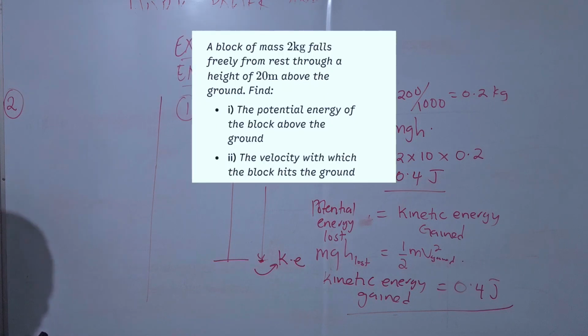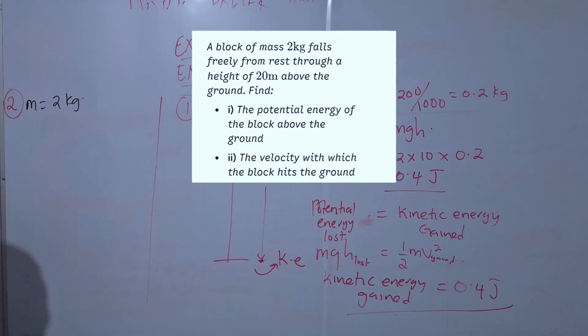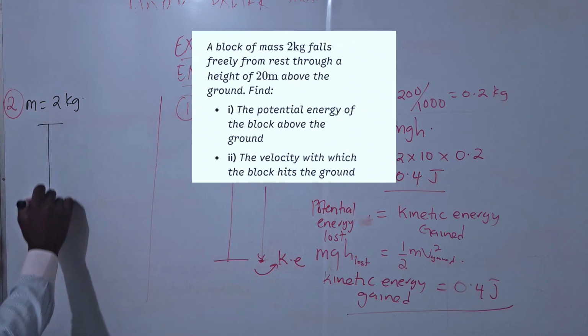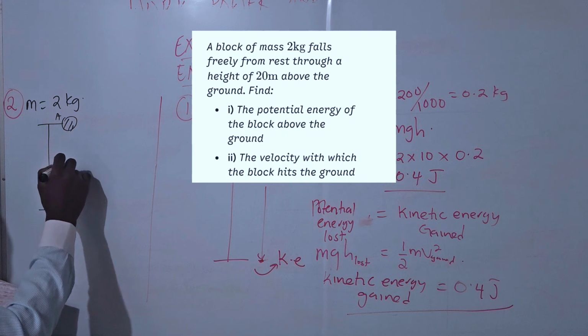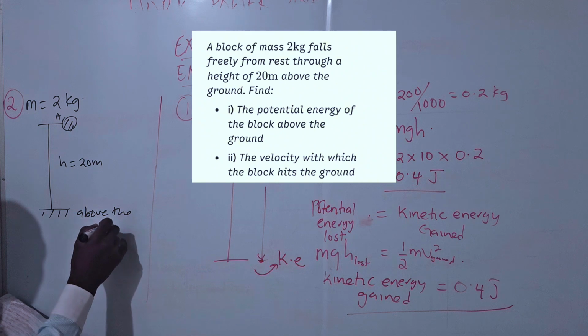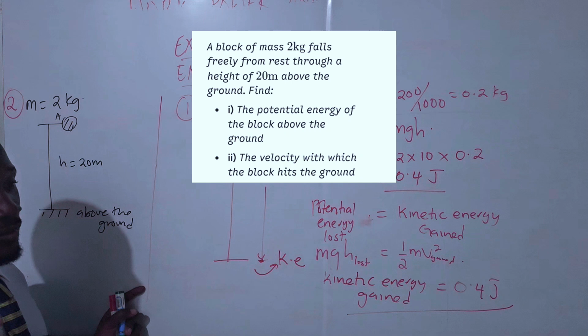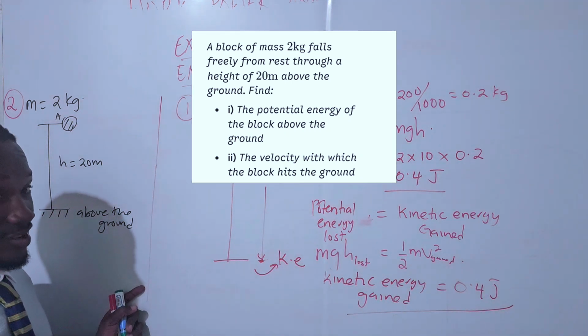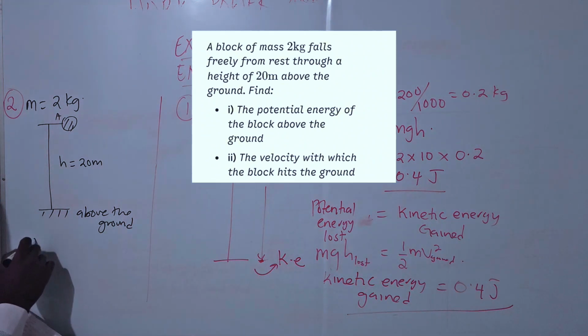Saying that a block of mass 2 kilograms, the mass of this block is 2 kgs, falls freely from rest through a height of 20 meters above the ground. You can also train yourself to do these sketches. And please, as we do these questions in these videos here, get a pen, get a paper, and do some writing. Find the potential energy of the block above the ground.